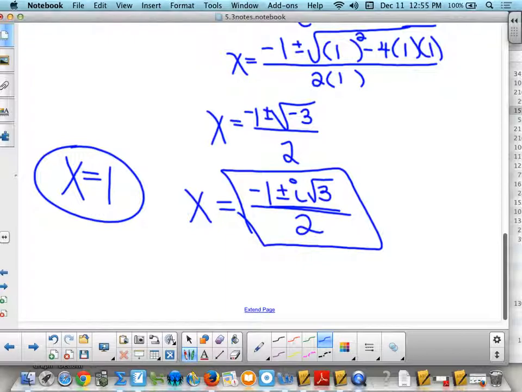Okay, here's the deal. If I tell you the trinomial is never factorable, it doesn't cross the x-axis. But there are solutions. What kind of solutions are they going to be? Imaginary. They will be imaginary. Okay? All right. That's it, guys.